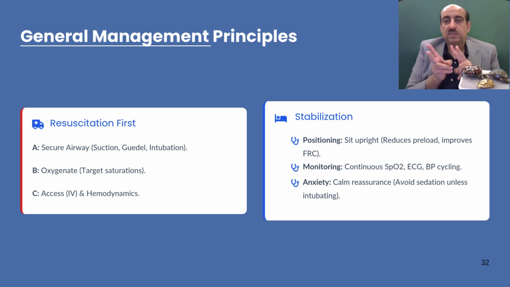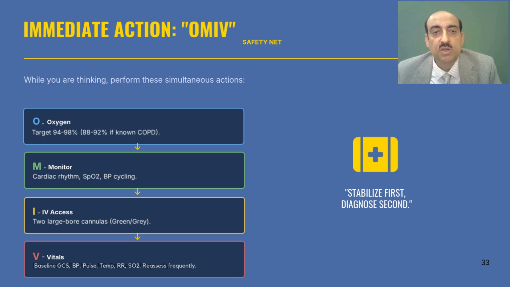For the next 2 slides, I'm going to pick up these slides from our module 3, so please stay tuned. OMIV stands for oxygen, monitor, IV access, and vitals. Oxygen, titrate according to requirement, but as high as possible if it's appropriate. Usually a target is 94 to 98, except COPD when it could be 88 to 92, you can lower it down. Monitoring, immediately attaching the cardiac monitor for rhythm, and also peripheral pulse oximetry for saturations and blood pressure monitoring as appropriate.